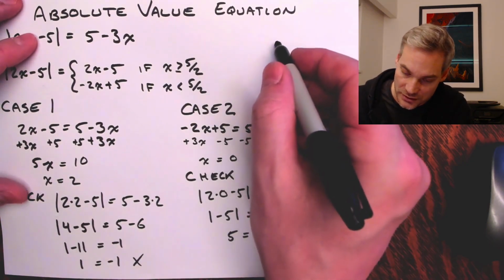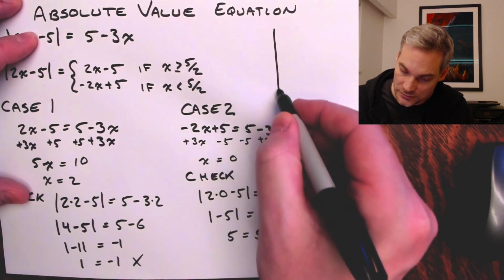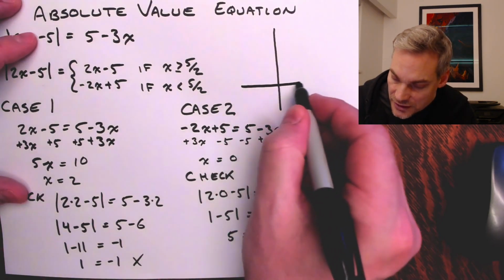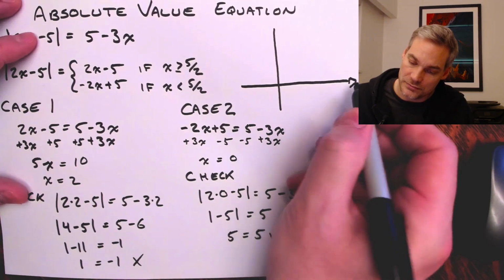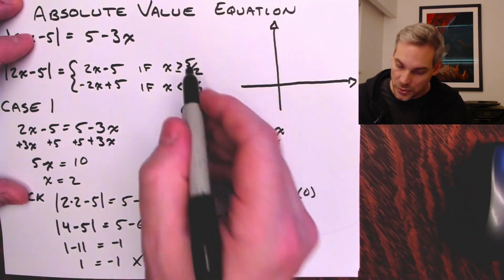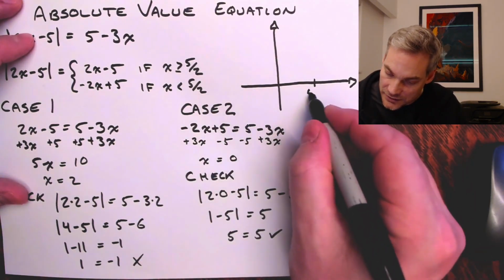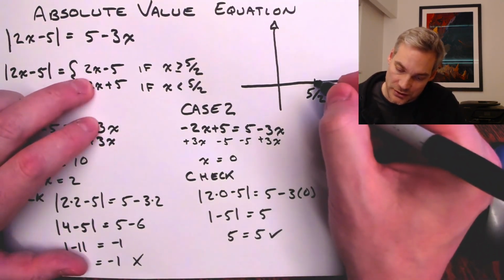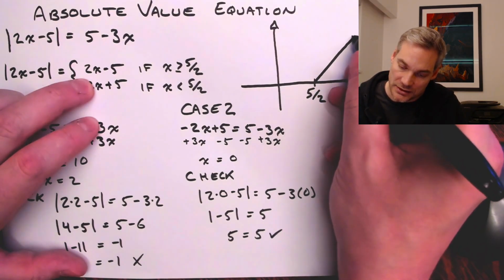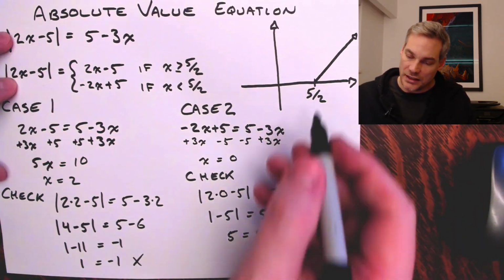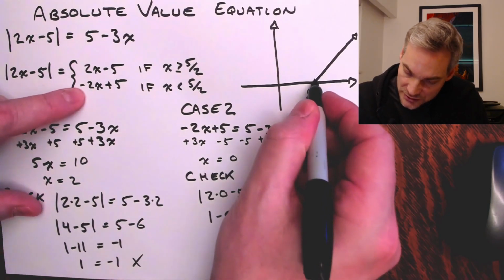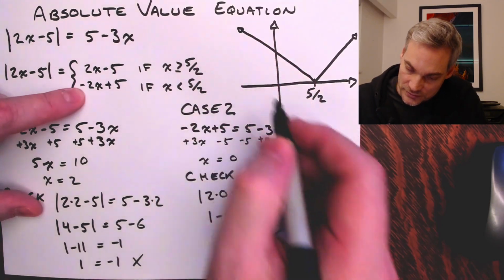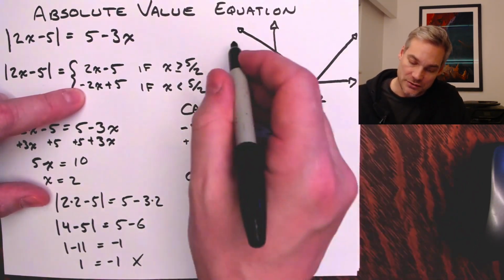So if we just do a little graph here, I'm going to do most of the graph in the top side here. So the point of reflection is here at 5 over 2. And I have a slope of 2, so it's going to be pretty steep, something like this. And then I use this one, so negative 2 slope, which is going to be like this. And this is the graph of my absolute value.